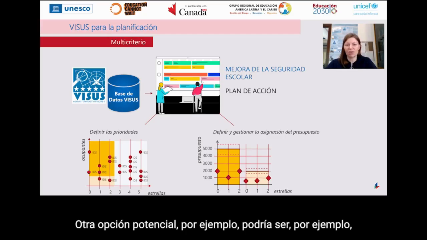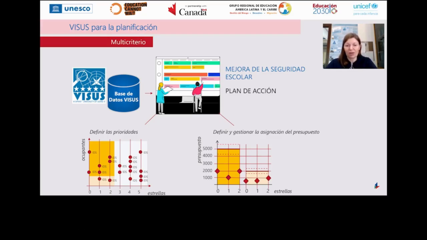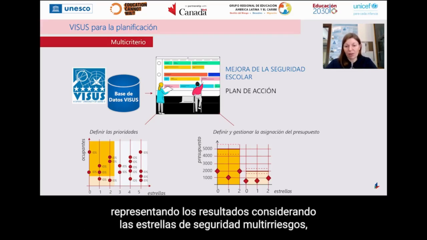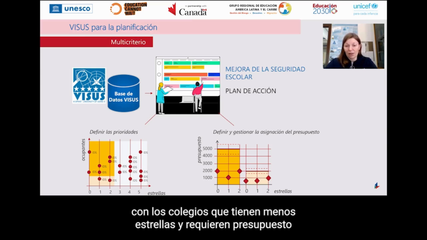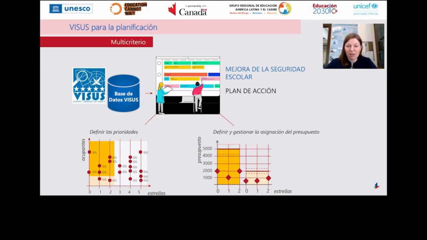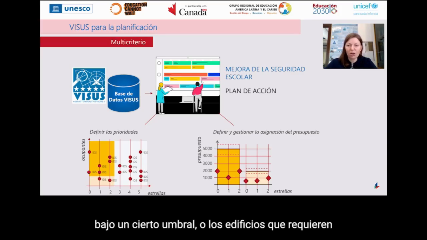Another potential choice, as an example, could be representing the outcomes considering the multi-hazard safety stars and the budget for the safety upgrading, just to start with the schools that have fewer stars and require a budget under a certain threshold, or the buildings that require a budget above a certain threshold.